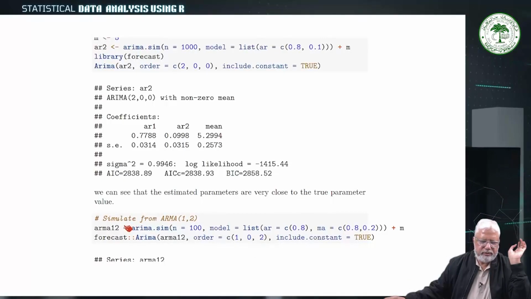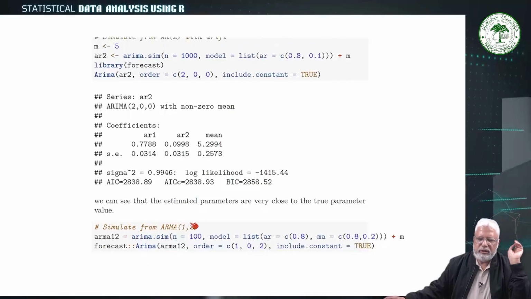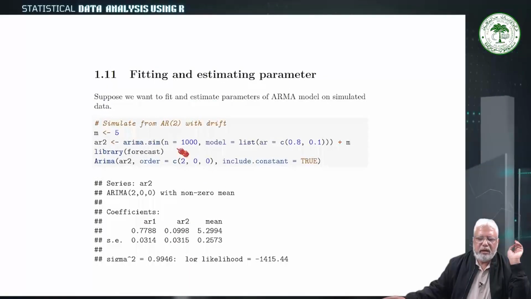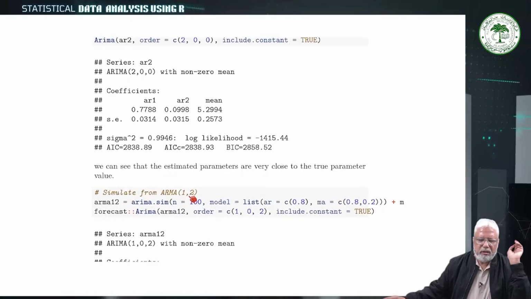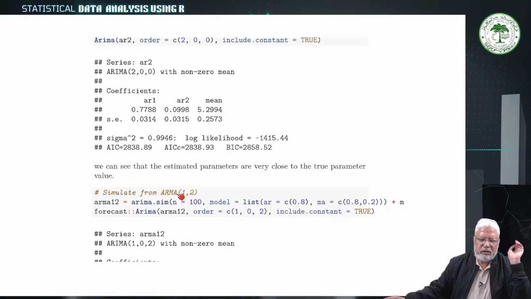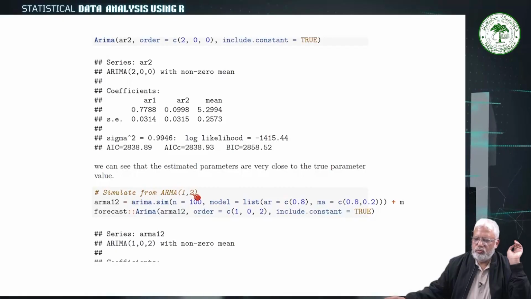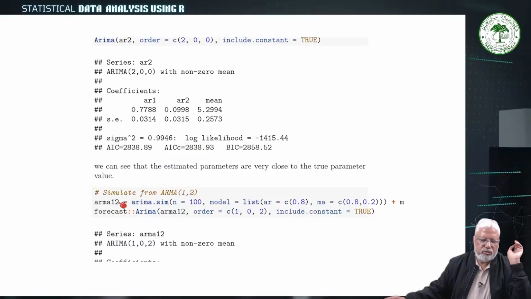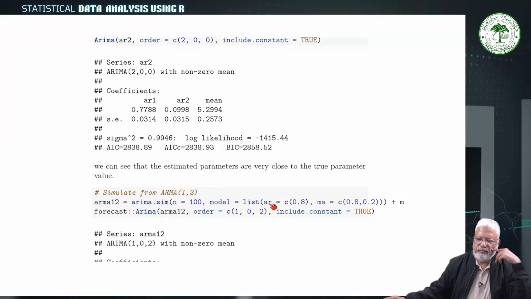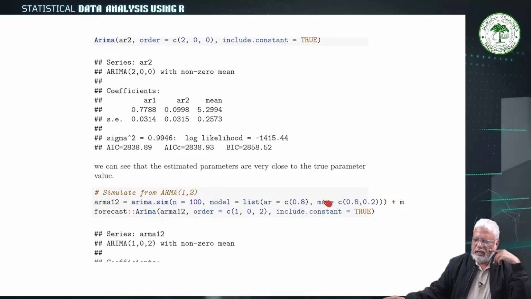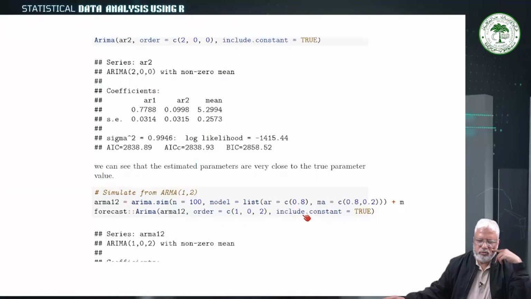Now simulate data from an ARMA(1, 2). Here it was AR(2), here it is ARMA(1, 2). So here AR is of order 1, whereas MA is of order 2. So now for the ARMA(1, 2), arima.sim, n is equal to 100, the list AR is equal to 0.8 and MA 0.8 and 0.2, plus m, the mean, then forecast Arima with include.constant.